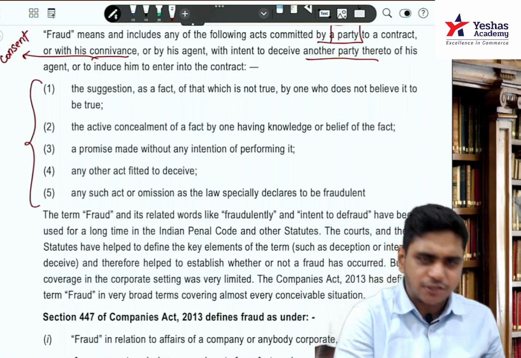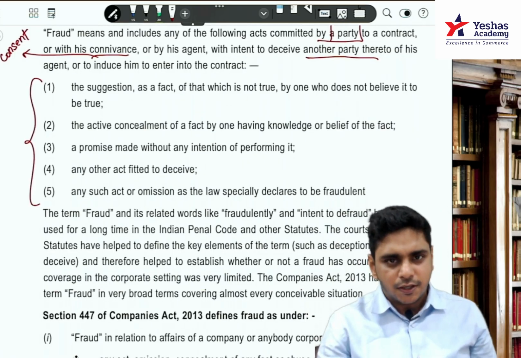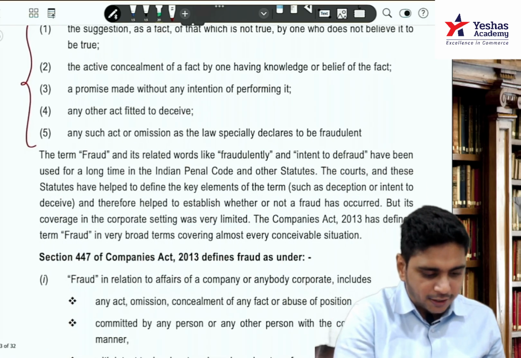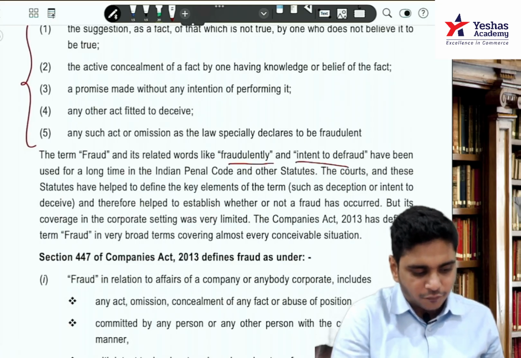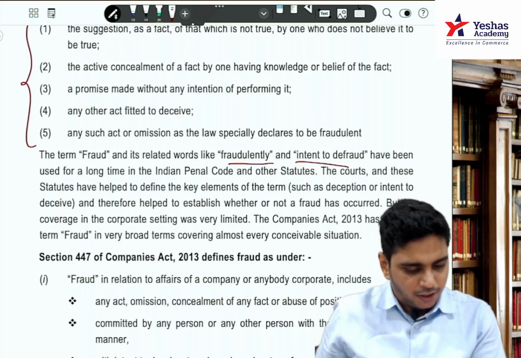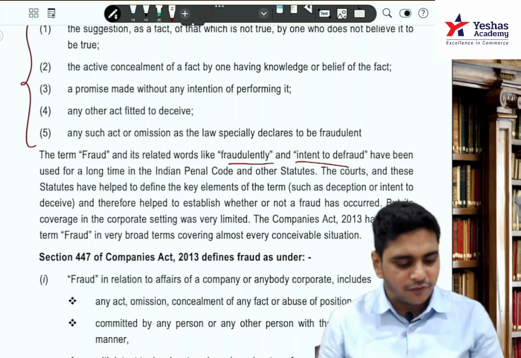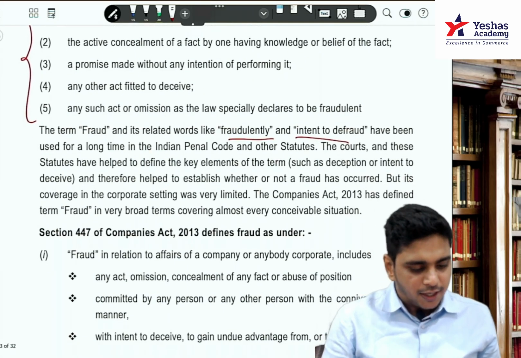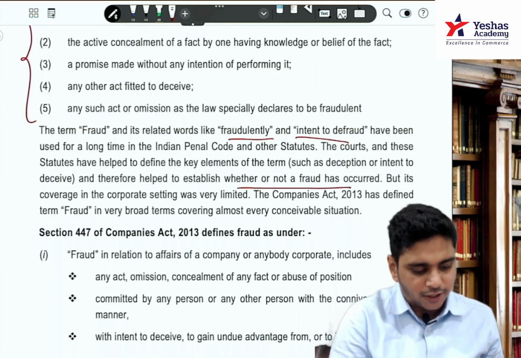So this is the definition. You just have to read these 5 points. Here the term fraud relates to fraudulently, intent to defraud. They have been used in the Indian Penal Code and other statutes also. Now the codes and the statutes have helped to define the key elements of the term and therefore establish whether or not fraud has occurred.